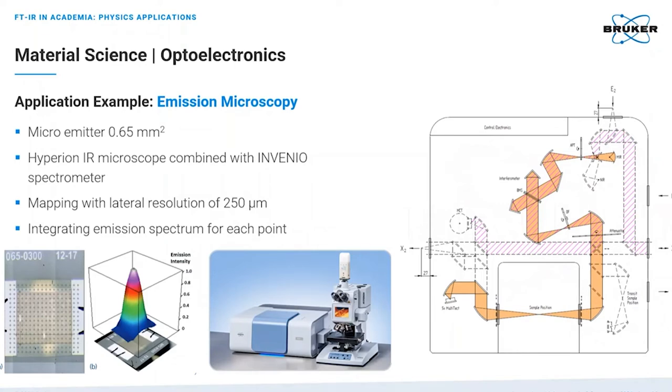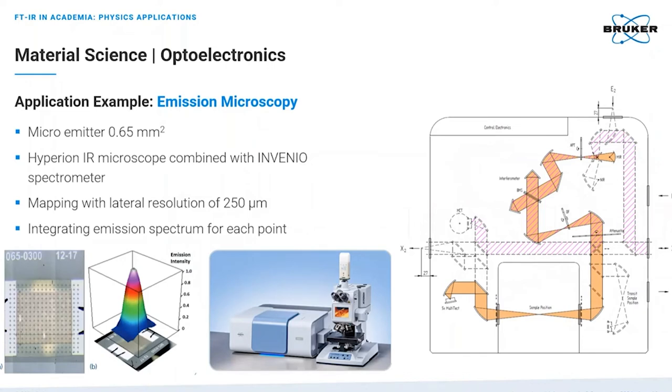With the new emission option, a new mode is enabled where the radiation from the stage of the microscope is collected and sent to the main spectrometer through its interferometer. Finally, it is directed to a detector in the main spectrometer. The lateral resolution is determined by the aperture size in the Hyperion, and the mapping of a sample is possible. An imaging option is, of course, not possible; it does not exist for the new emission option.